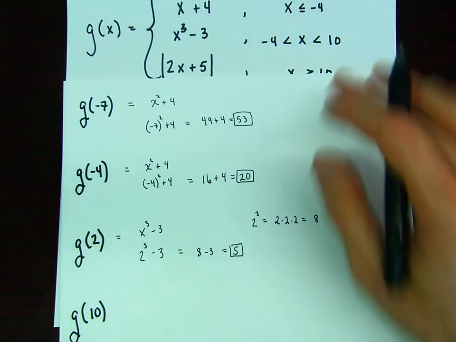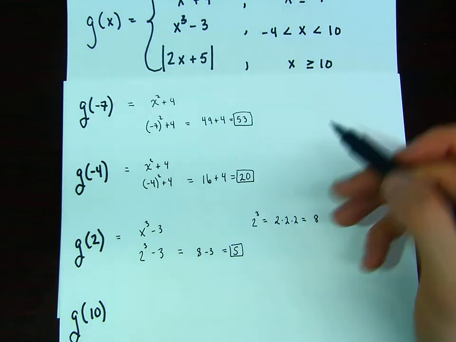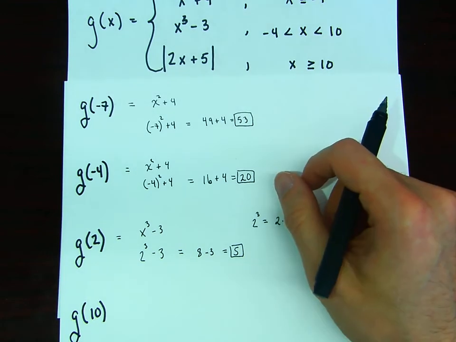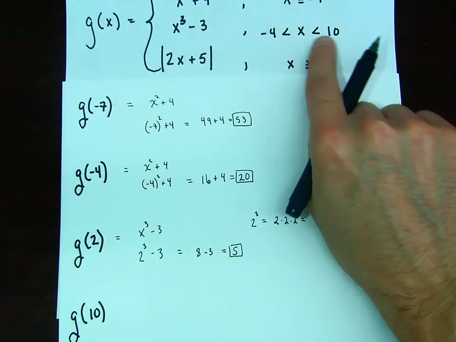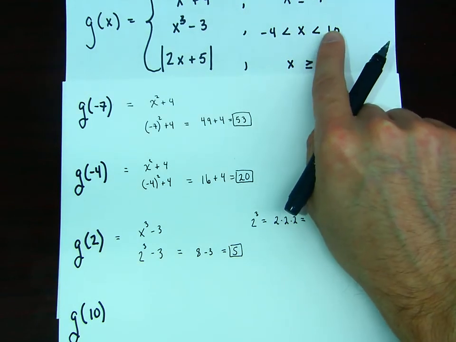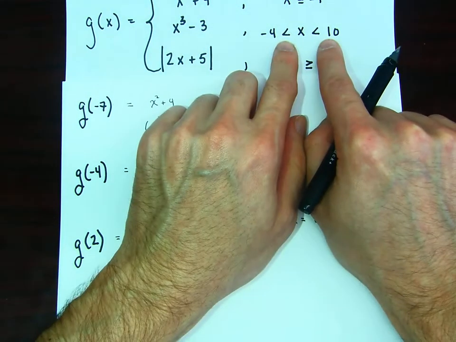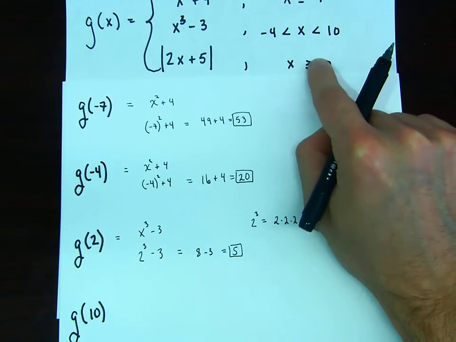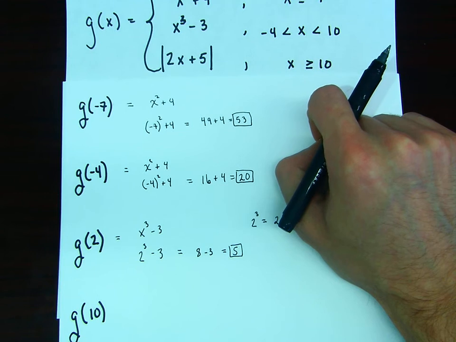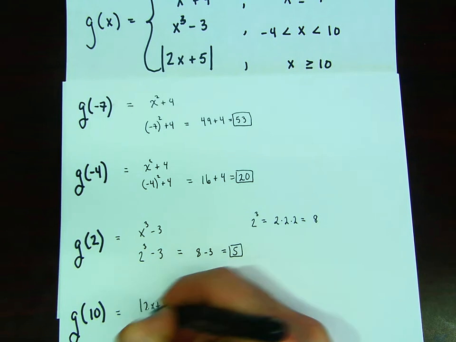Final part. If I have g of 10, where would I plug in 10? Right? Pause the video and try it on your own. I would plug in 10, not into the x cubed minus 3, because notice that within this part of the domain, 10 is not included. Neither is -4. But you have everything in between 10 and -4. If x is 10 or greater than 10, then we're going to use the absolute value of 2x plus 5, and we're going to plug in 10 in here.